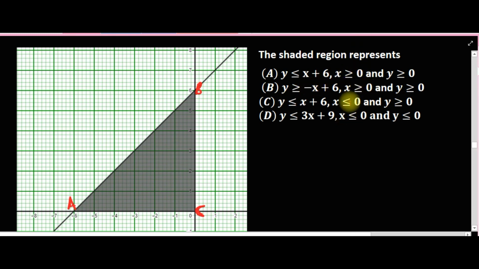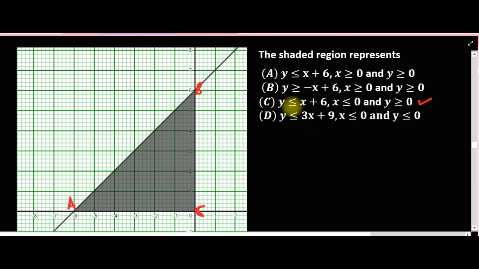So the possible options are C and D, where x is less than 0. Again, y is greater than 0, as you can see, it is up. So without wasting time, our answer is this, because there is no other option where x is less than 0 and y is greater than 0. You don't need to waste time.